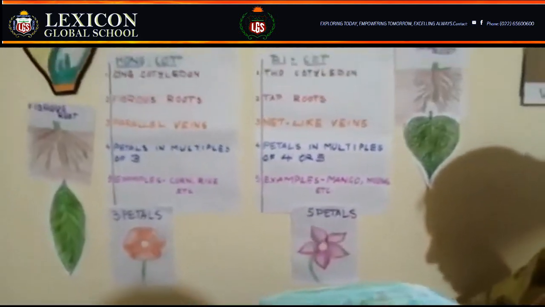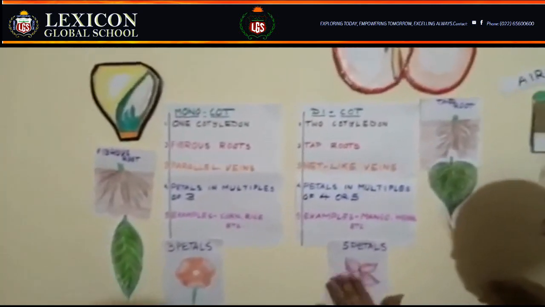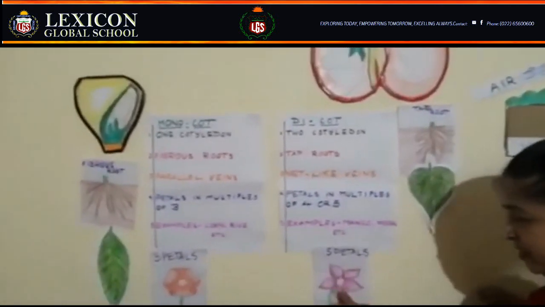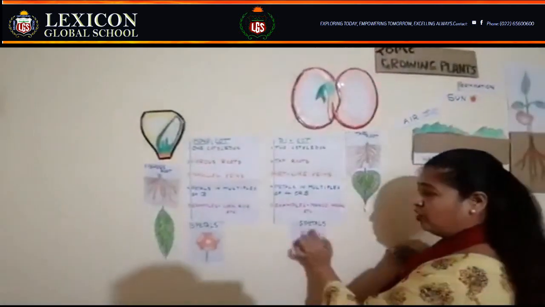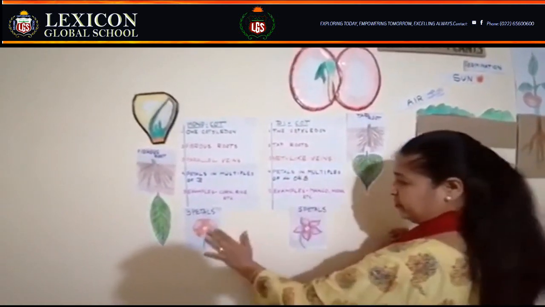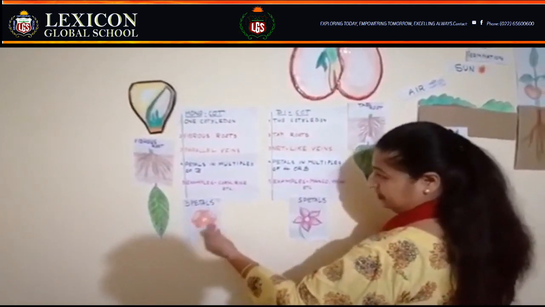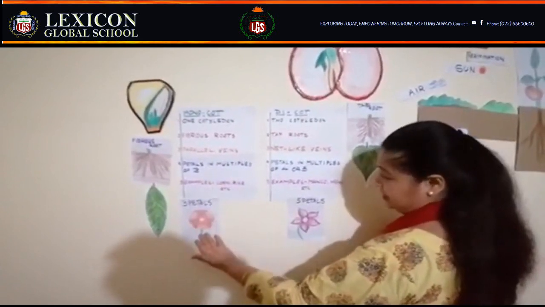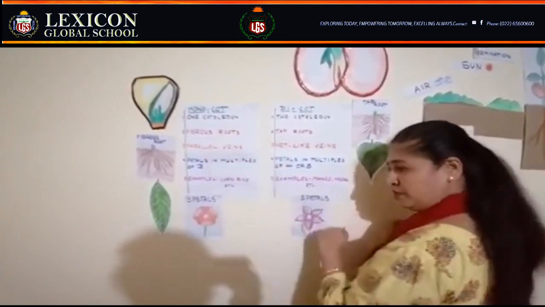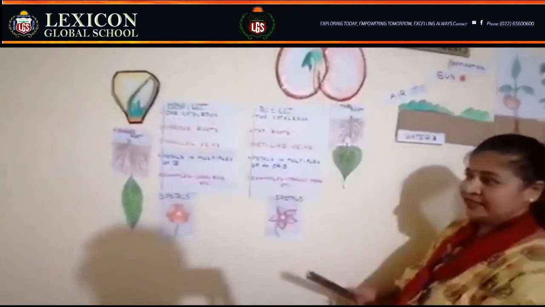Okay. So when you see the plant or the flower, you will come to know the plant which has 5 petals or multiples of 5 or multiples of 4, you will understand that it is a dicot plant. And if you see a plant which is having 3 petals, 6 petals, or in the multiples of 3, you will understand that it is a monocot plant.